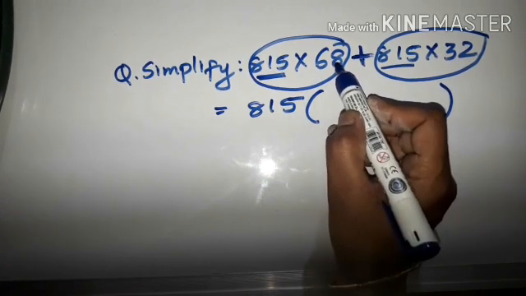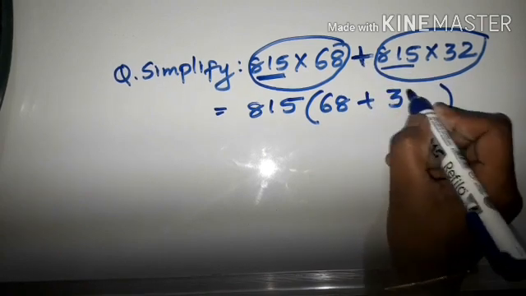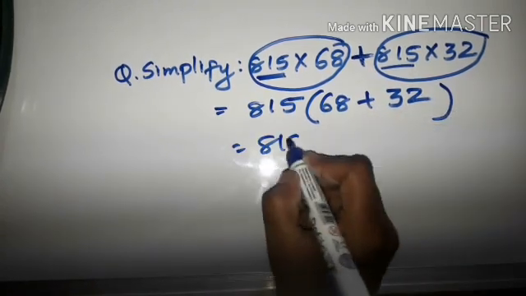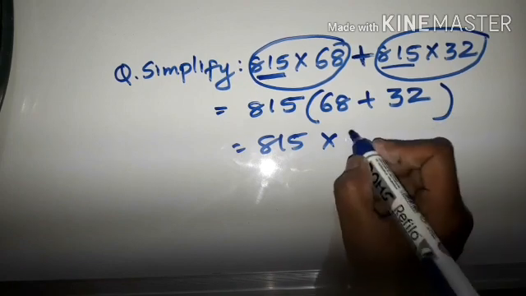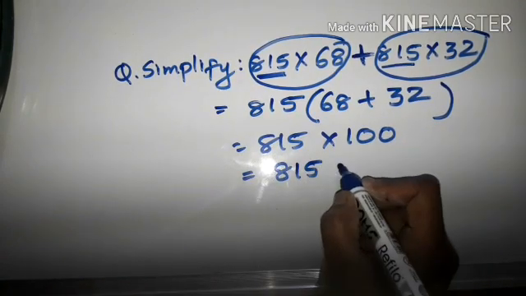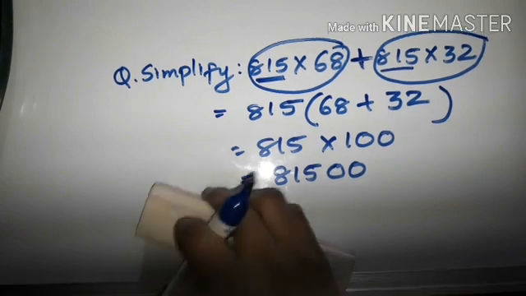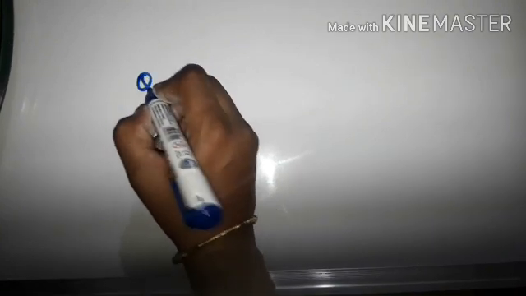Now what remains here? 68 plus 32. So 68 plus 32 is 100. So here the answer will be 81500. Isn't it easy? Distributive property. One more question. A very interesting question, and many times children do it wrong.